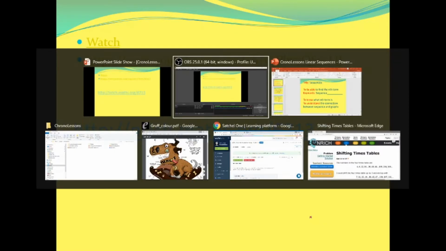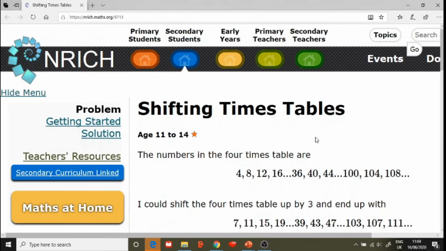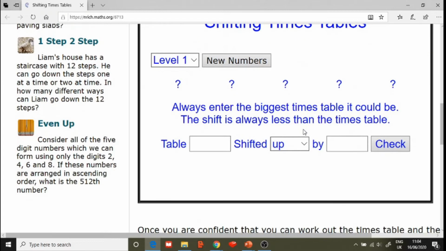Right, okay, so I'll direct you to this website here, but mine's already got them listed up, which is in Enrich, which is nice. So let's say we've got a sequence here. Now this sort of looks like a times table, but it's either been moved up or it's been moved down. Okay, so have a look at this.